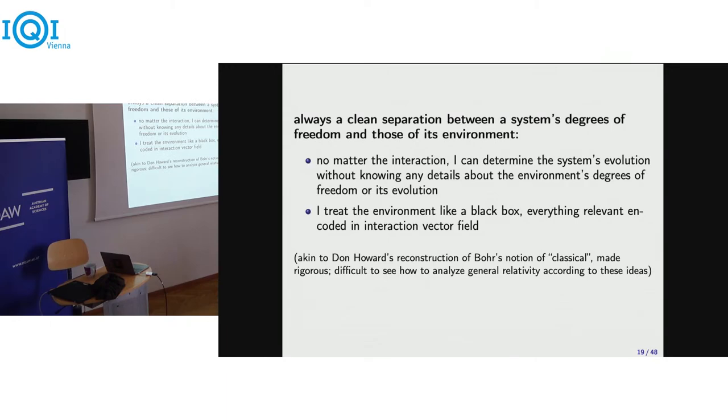And what I mean when I say that there's always a clean separation between a system's degrees of freedom and those of its environment is that no matter the interaction, I can determine the system's evolution without knowing any details whatsoever about the environment's degrees of freedom or its evolution. Because I just black box the environment, and all the relevant information is encoded in the interaction vector field. The interaction vector field lives on the system's space of states. It's represented in terms of the system's own quantities. I don't need to know anything about the environment in order to understand the dynamics and the interactions.